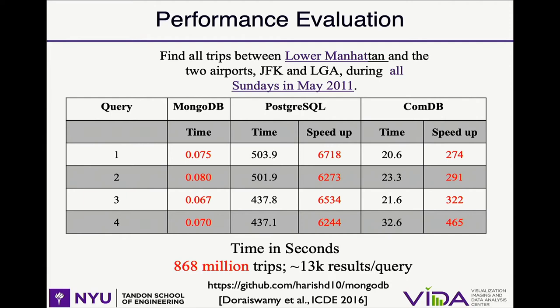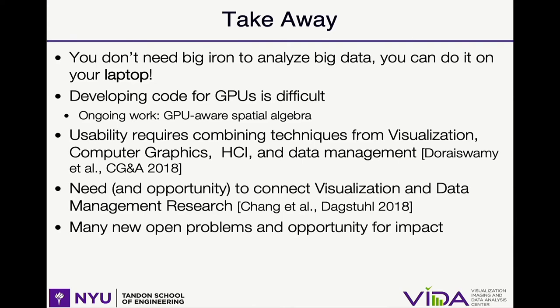You can see that in the other databases, the times to execute these queries go anywhere from 20 seconds in the commercial database to 500 seconds in PostgreSQL, whereas using our index in MongoDB, we actually get sub-second response times. Okay? So the takeaways here are, first and foremost, you don't need big iron or big clusters to analyze big data. In many cases, like what I showed you, you can actually do that using your own laptop, right? You can leverage all the power that these new graphics processors give you.